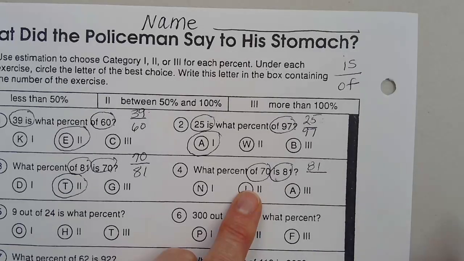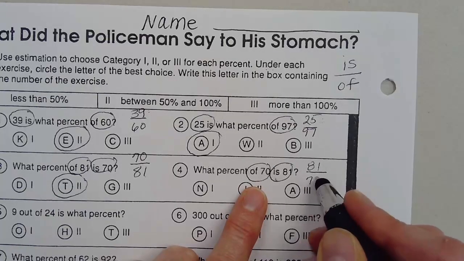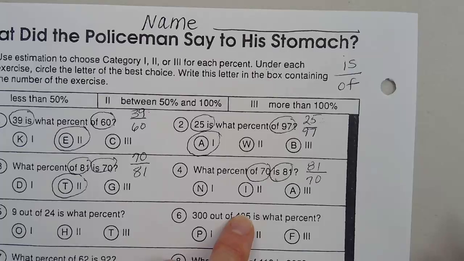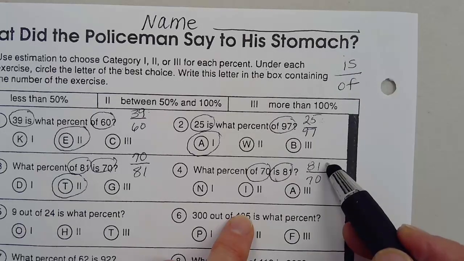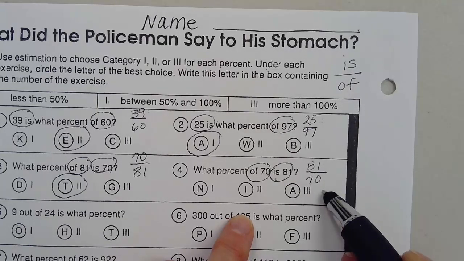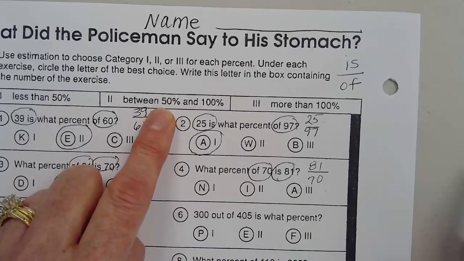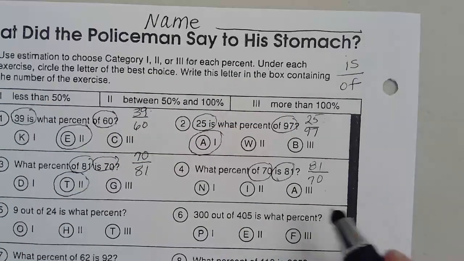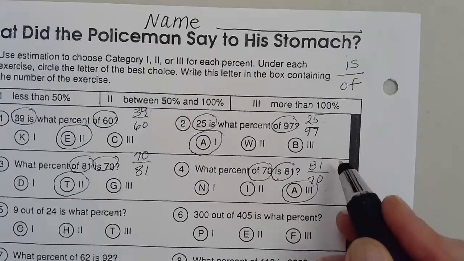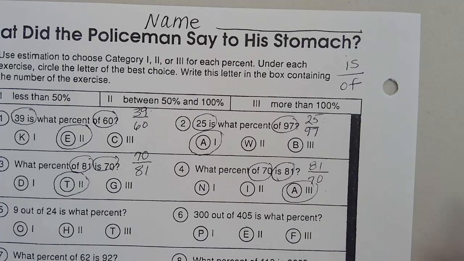What goes on the bottom? 70. I don't need to find half. Why? Because the number on top is bigger than the number on the bottom. So is this less than 50, between 50 and 100, or more than 100? More than 100, because it's what kind of fraction? Improper. We're going to do two more.